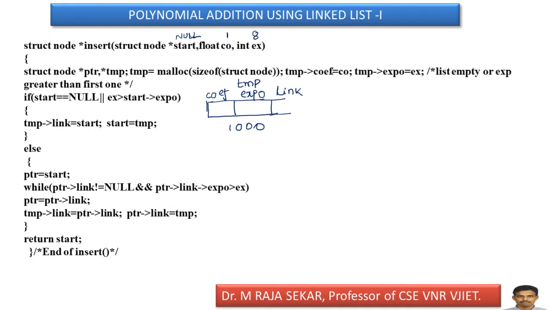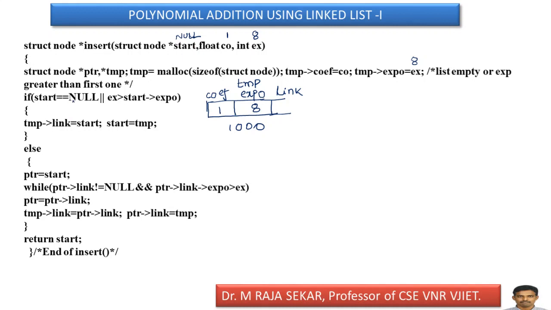tmp arrow COEF, this one, equal to CO. What is my CO value? Coefficient value 1. Yes, tmp arrow EXPO. What is my EXPO value? EXPO value is EX. EX is 8. That number 8 will be copied to EXPO. Now, tmp arrow EXPO means this number is 8. Let me say this is 8, isn't it?